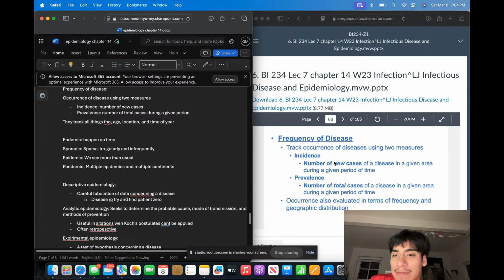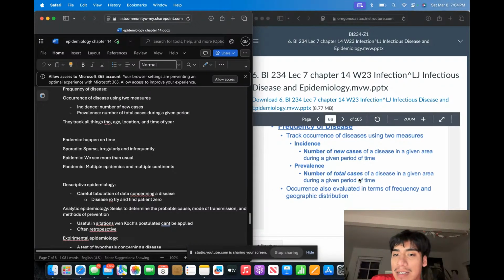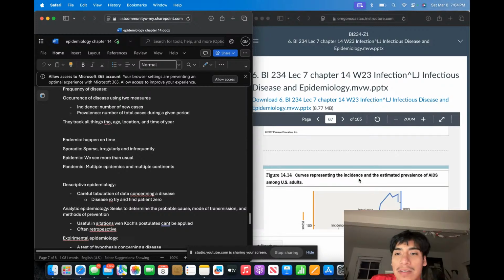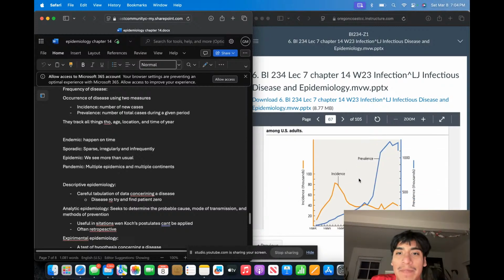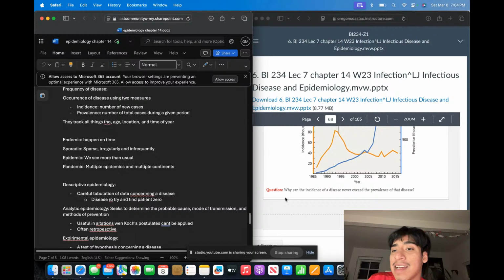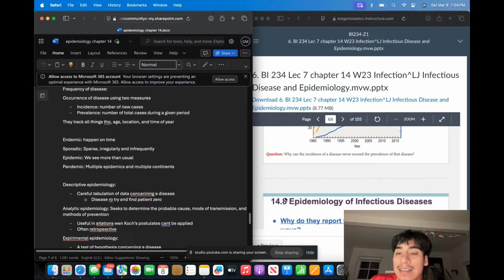Occurrence also is evaluated in terms of frequency and geographic distribution. This is where he was talking about how epidemiologists track everything, including, here's my notes: age, location, and time of year. He gave an example of people getting huge spikes during the summertime, when people are outside more often, and older people are getting it. They take everything into account. I wouldn't have taken into account the season.